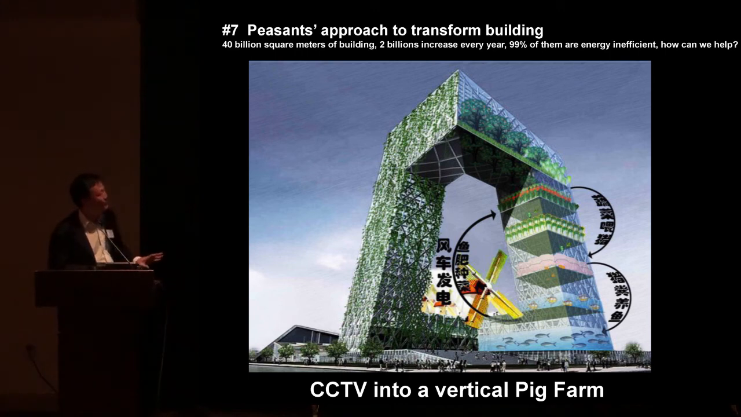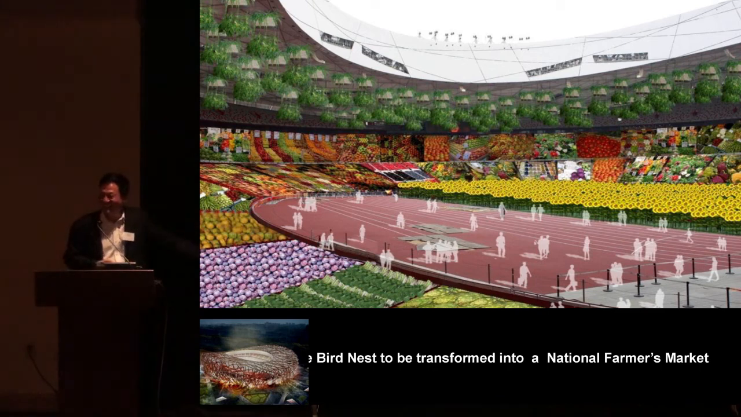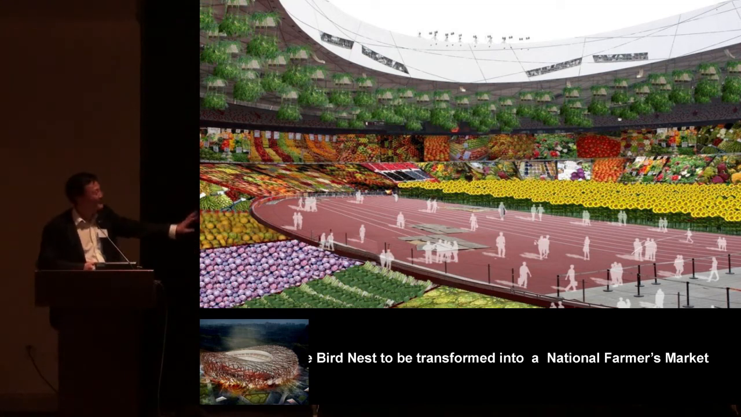So, peasant's approach, what can it transform? Transform the building. You recognize this one, the most famous building in the world, almost. How can we transform it? It's transformed into a pig farm, you see. Peasant's approach. That's just kidding. But then that's transformative. The Bird's Nest, unsustainable, totally unsustainable. Transform it. Peasant's approach. But again, the farmers, a national farmers market. That's it.